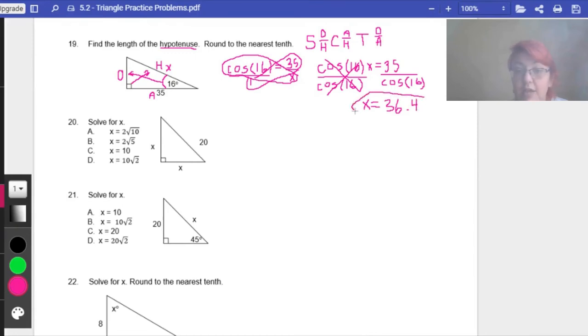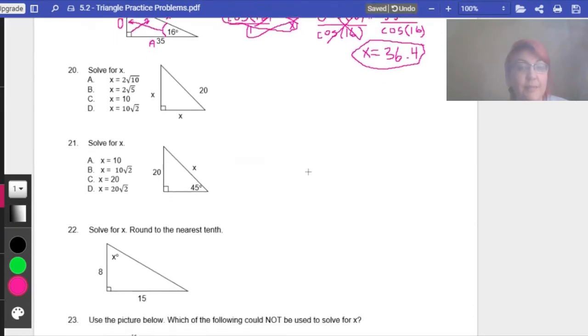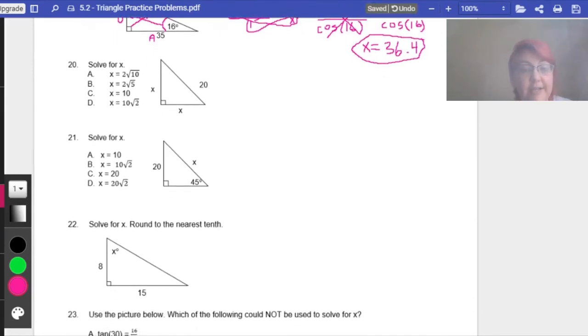Now, do not put degrees on this. I'm not looking for an angle. I am looking for the length of the hypotenuse. All right, number 20. I want to solve for x.